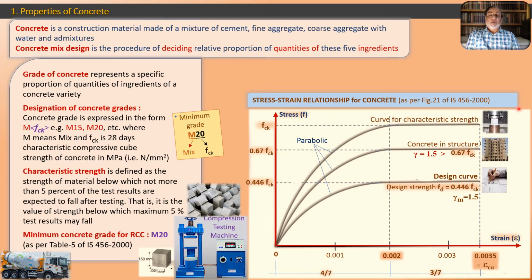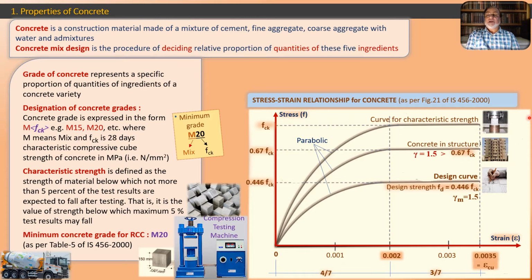We have to reduce it first because we are testing it for a cube in the UTM, I mean the compression testing machine, and we are actually applying it to a structure. So here we are deviating the situation of testing and the situation in which the concrete is actually subjected to forces. These two situations are different.